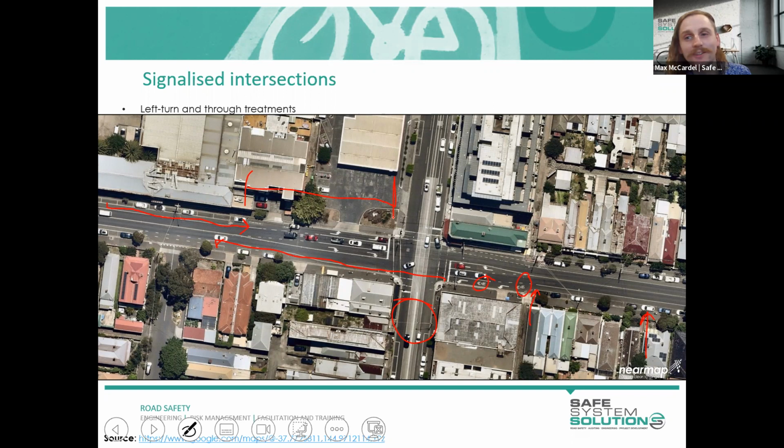Just a very bizarre instance where we haven't designed the same facilities on both sides of the intersection. So really important that we've got that consistency.